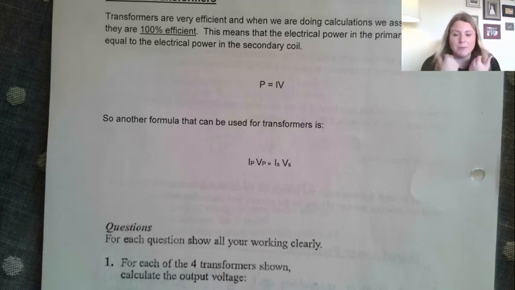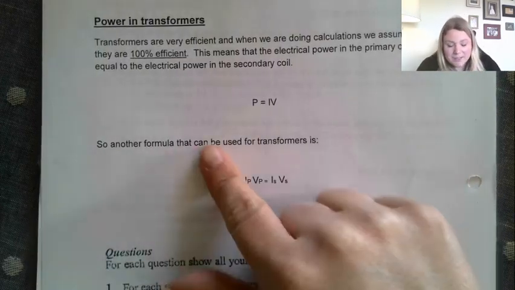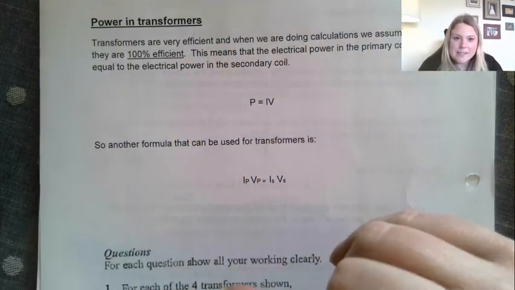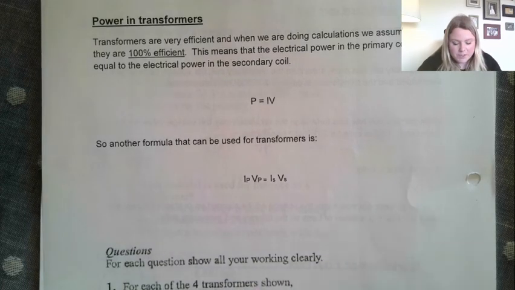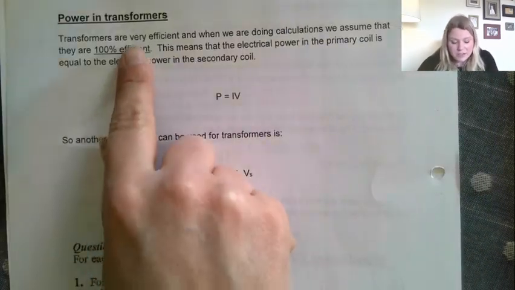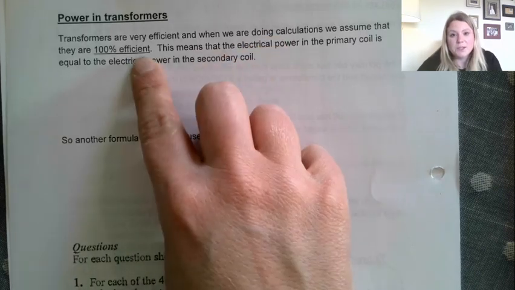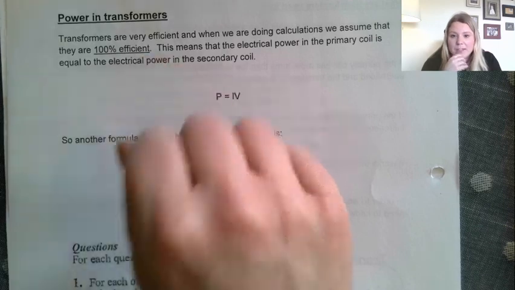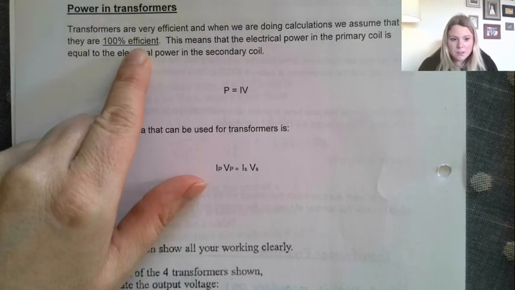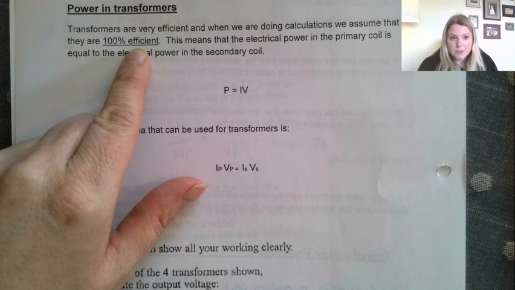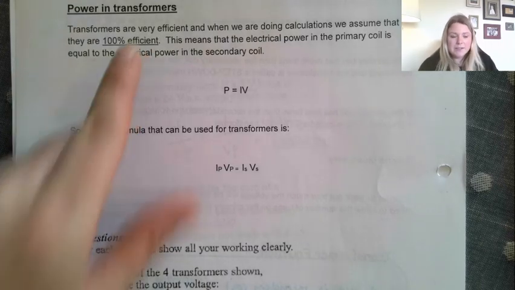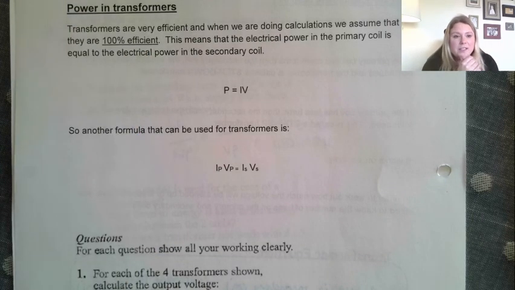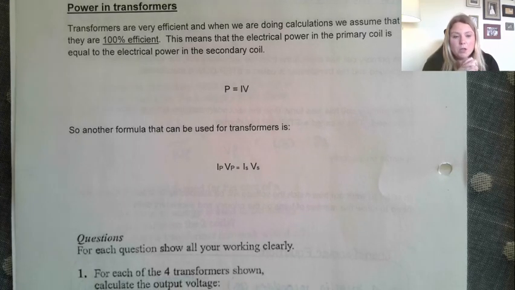I didn't want to be bombarding you with all the new information about transformers and then this little bit as well. But whenever we're working with transformers, they are very efficient, but whenever we're doing calculations, we assume that they're 100% efficient. They won't be 100% efficient in real life, but for our calculations, that is what we assume. Now, if you remember learning about efficiency, we either calculate efficiency using the useful energy output divided by the total energy input, or power output over power input.